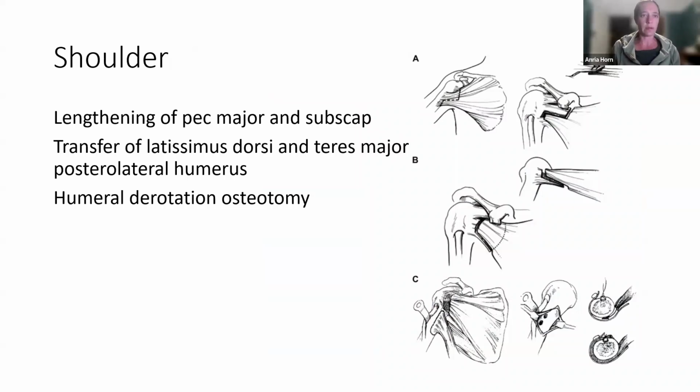For the shoulder, you're addressing the existing deformities, which is internal rotation and adduction. So you can do lengthening of pec major and subscap, latissimus dorsi and teres major transfer. That's the same as you would do for your brachial plexus palsies. And then even the humeral derotation osteotomy. I've only done the tendon surgery. I've never done an osteotomy for this.